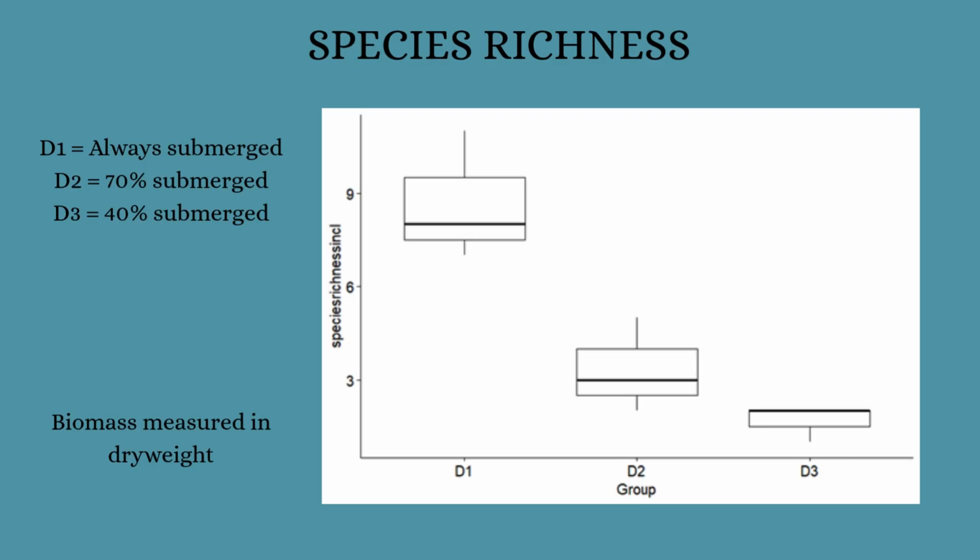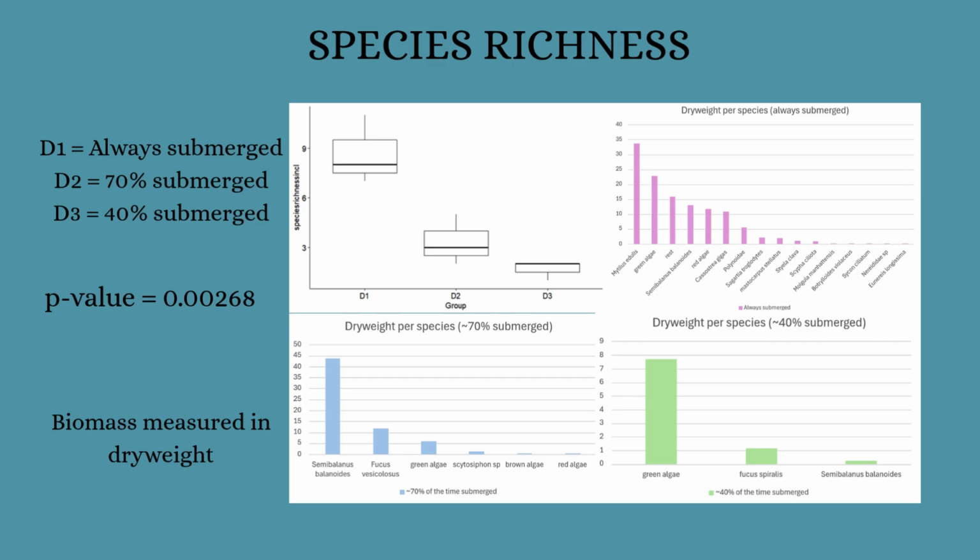First, we ran an ANOVA to calculate whether there was a difference between the 3 groups in terms of species richness. We used a significance level of 0.05 and our data met all necessary assumptions. We identified the algae on division level unless they were easily identifiable on a higher taxonomic level. The analysis gave us a p-value of 0.00268, which means there's a significant difference in the species richness between the groups.